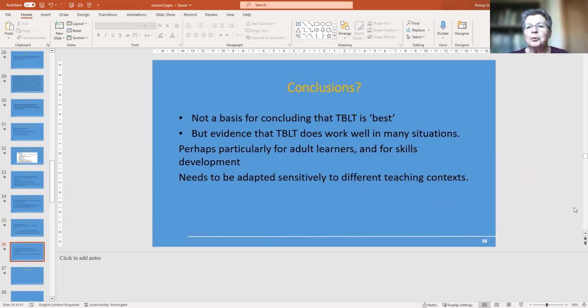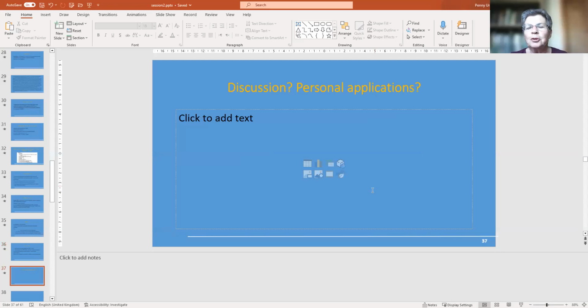So my conclusion, I'll throw it open for discussion in a moment. I don't think that the research can possibly justify its conclusion that TBLT is the best method. We've already seen that we're not sure that there is such a thing. But there is evidence that TBLT does work well in many situations, and perhaps particularly for adult learners, for skills development, it needs to be adapted sensitively to different teaching contexts. So that's my conclusion. I throw it open now to yours. What would you say?